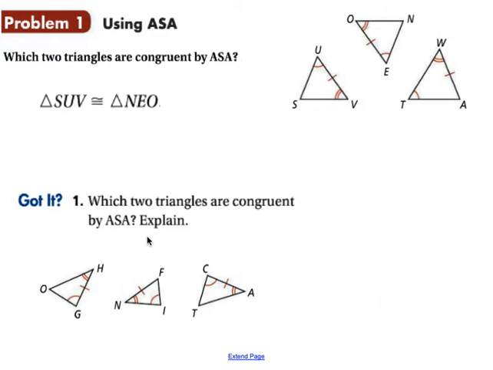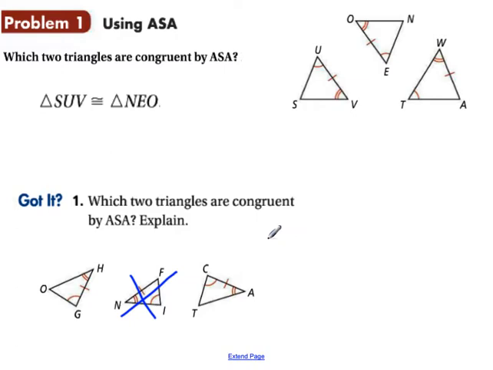Alright, this one wasn't too tough either. If you just look at this one, the side is not between the two angles. So you can go ahead and say that no, this one's not going to be angle, side, angle. But this one will be angle, side, angle, and this one's angle, side, angle. So you can say that those two are congruent.